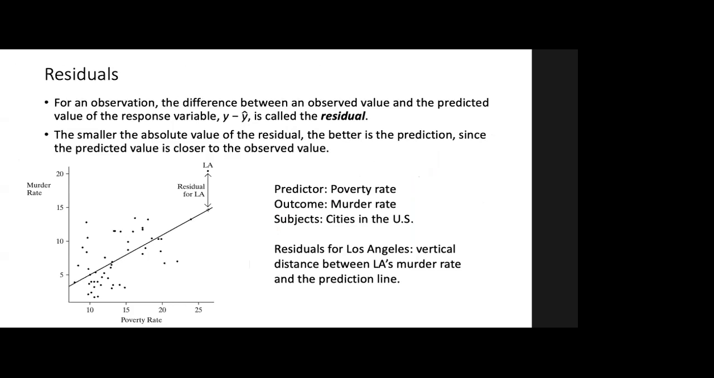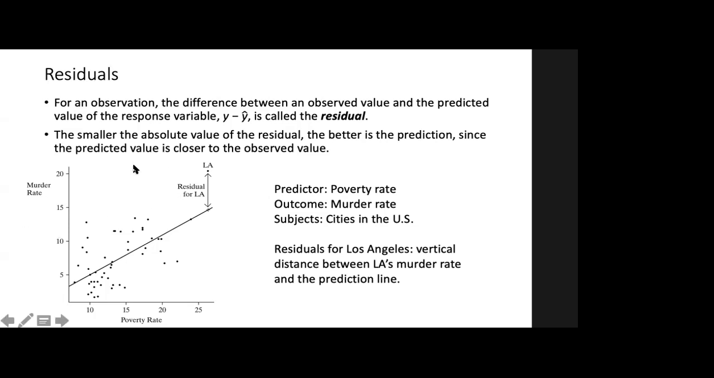All right, so I want to say a few more words about the residuals because they're very important, and I want to make sure that everybody understands what is meant by a residual. Here is an example from the textbook where the explanatory variable, the predictor, is a poverty rate, and the outcome variable is a murder rate. The different observations correspond to different cities in the United States. So here our observation units are cities, not animals or humans.